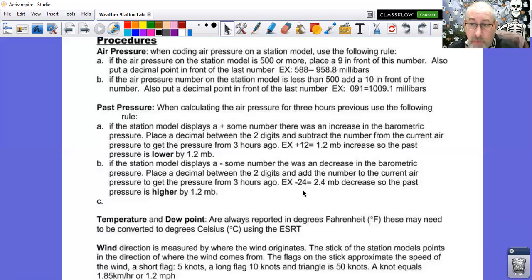Now, temperature and dew point are always reported in Fahrenheit. They may need to be converted to Celsius. I will show you how to do that conversion. It's very simple, so no need to freak out.